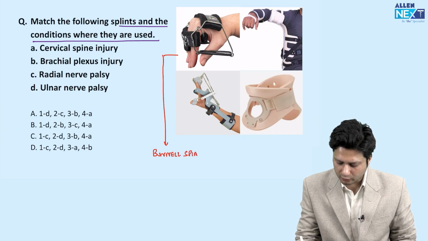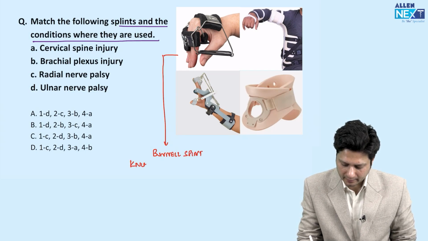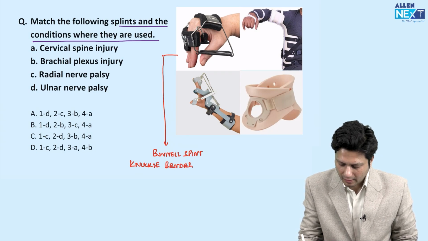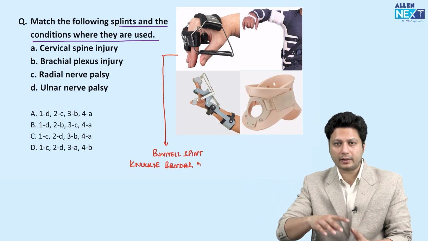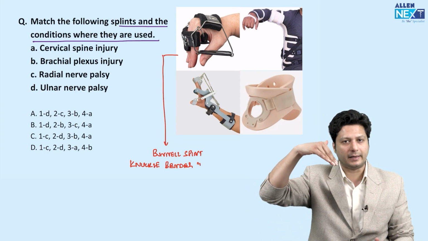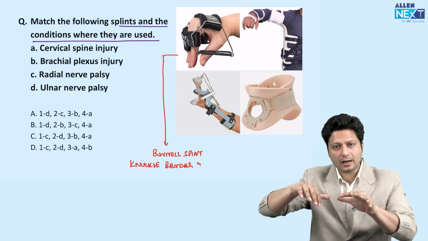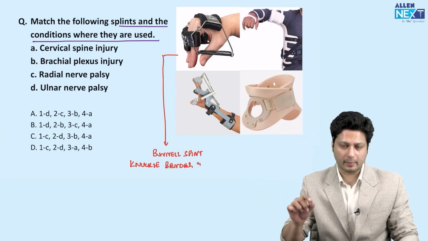Or this Bunnell splint is also known by the name of knuckle bender splint. All right. And this knuckle bender splint, first of all, how do you identify a knuckle bender splint? The knuckles, the metacarpophalangeal joints, are bent and then immobilized in an external splint. So that is the knuckle bender splint.